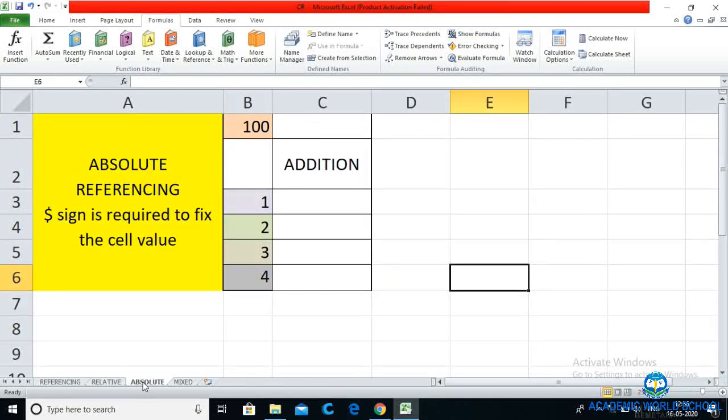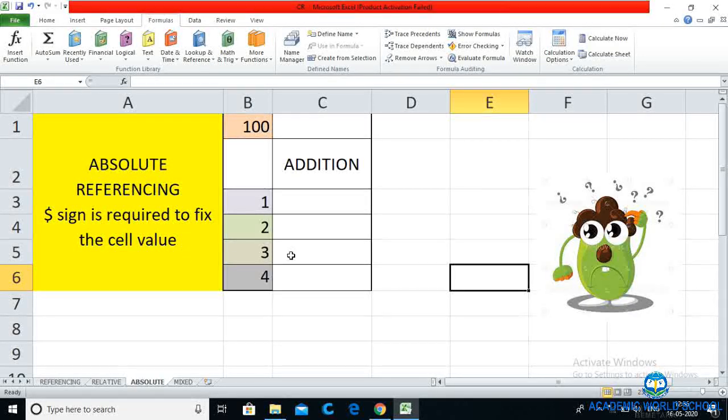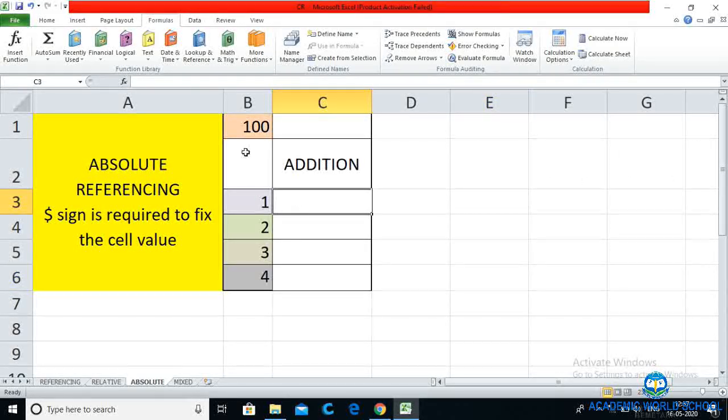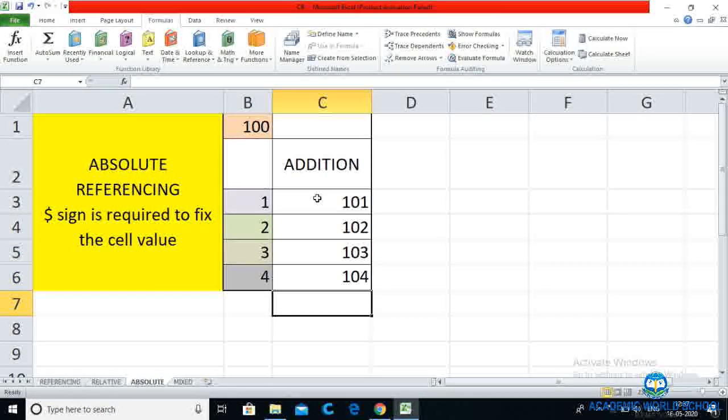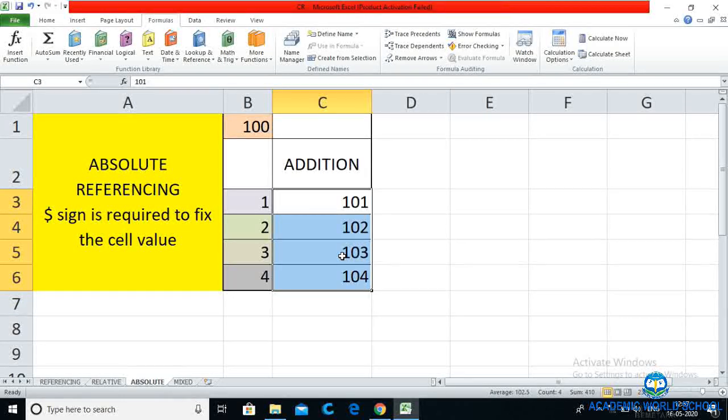Now, absolute. In absolute referencing, what will happen? You need to give a $ sign to fix the cell value. Let me make you understand. What is absolute referencing? Here also we will do addition. That is, 100 is common in these cells. Means if you add 100 plus 1, it will be 101, then 102, then 103, then 104. This is the right answer that we will get after solving it.